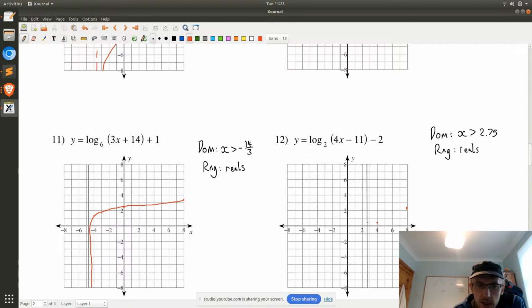Oh, and I want to know the y-axis intercept, don't I? No, the x-axis intercept, don't I? So set that equal to 0, put 2 on the other side, 2 to the power of both sides, so 4 equals 4x take 11, so 15 equals 4x, so x equals 15 over 4, which is 3.75. There you go, there-ish. Yeah. All right.